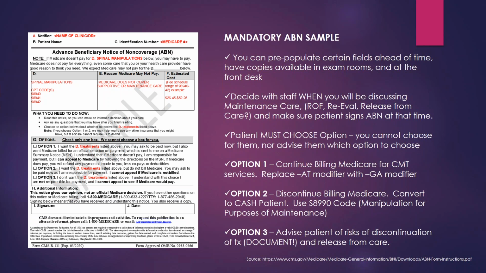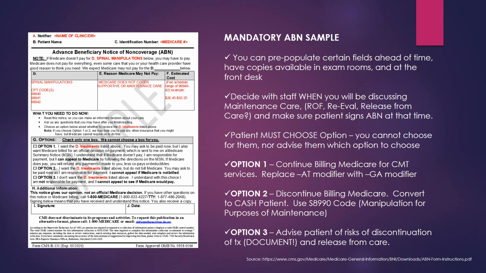You would remove the AT modifier once they move into supportive care and replace that with a GA modifier stating that there's an advanced beneficiary notice on file, and the GA modifier will then kick that denial to patient responsibility versus a contractual write-off. So that's the importance of the GA modifier. If you don't have that GA modifier on there and the patient is under supportive care, then you're going to get a denial, but it's going to be a contractual write-off. So make sure that you have that GA modifier on the claim if they choose option 1.